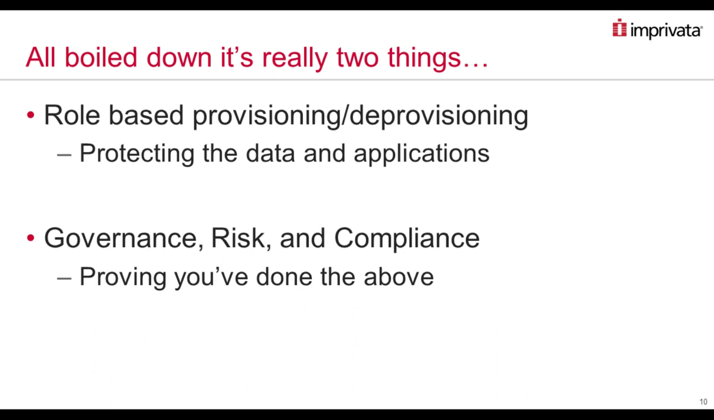So really, all boiled down, it's those two things. Through role-based provisioning and deprovisioning, you are protecting the data and applications, which, remember, is the end that we began with. Our number one thing is to protect the data and applications. And the way we can do that most effectively is through role-based provisioning and deprovisioning. But then from a career perspective, we need to prove that we have protected those data and applications. And the way we do that is through an identity and access management solution that has a robust governance, risk, and compliance module with it.